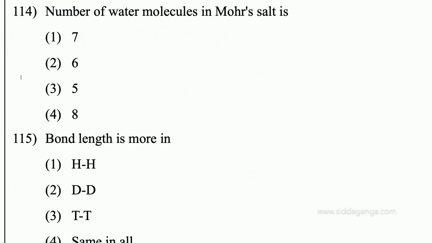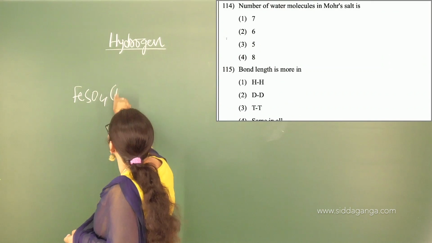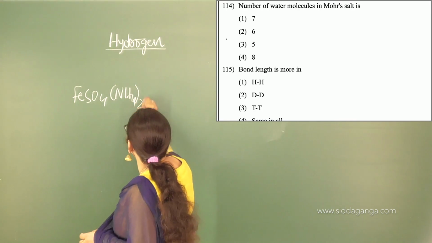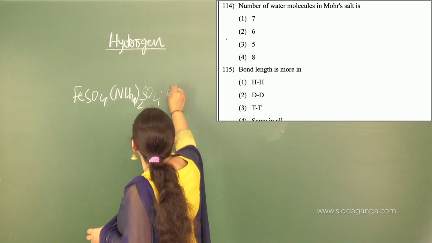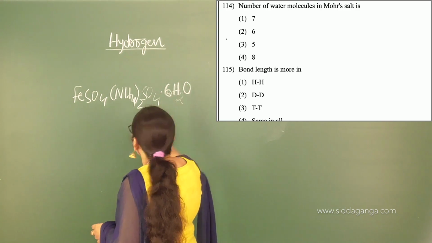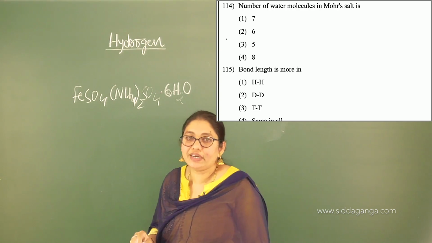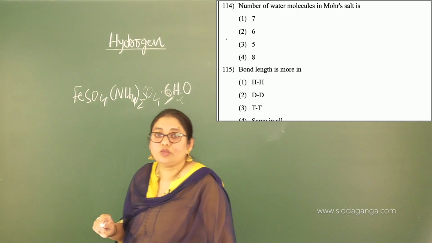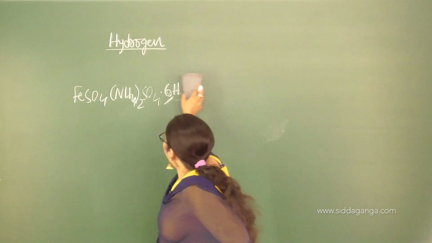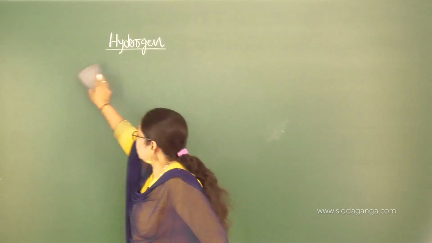Yes, number of water molecules in Mohr's salt. For that you should know the molecular formula of Mohr's salt. Just make a note of that one. That is FeSO4, (NH4)2SO4, 6H2O, ferrous ammonium sulfate. So how many water molecules are associated here? 6. So the answer for this one is option 2, 6. Next question.